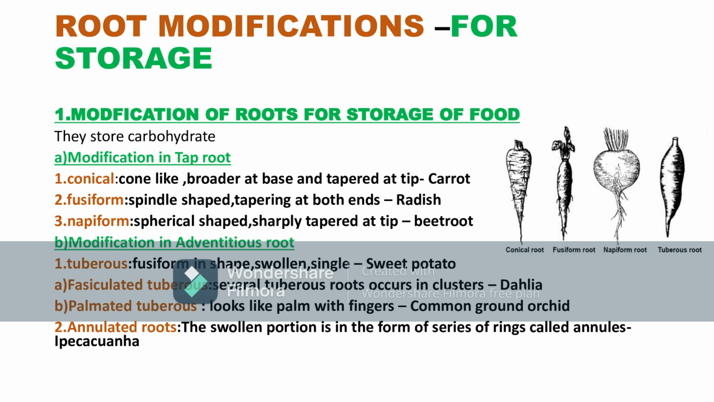Example, dahlia, asparagus. Palmated tuberous roots: it looks like a palm with fingers. Example, common ground orchid. Annulated roots: the swollen portion is in the form of a series of rings called annules. Example, Ipecacuanha.